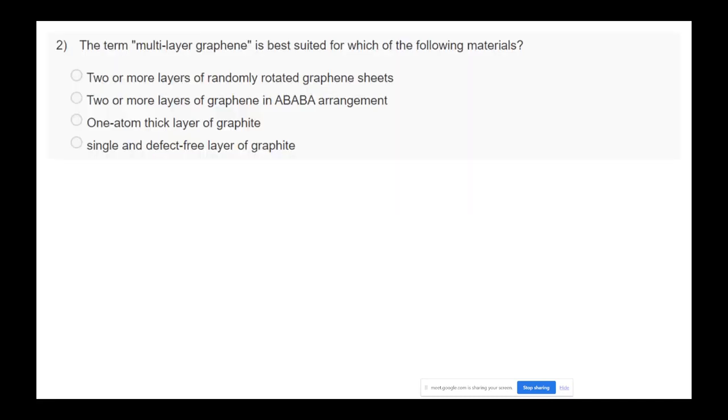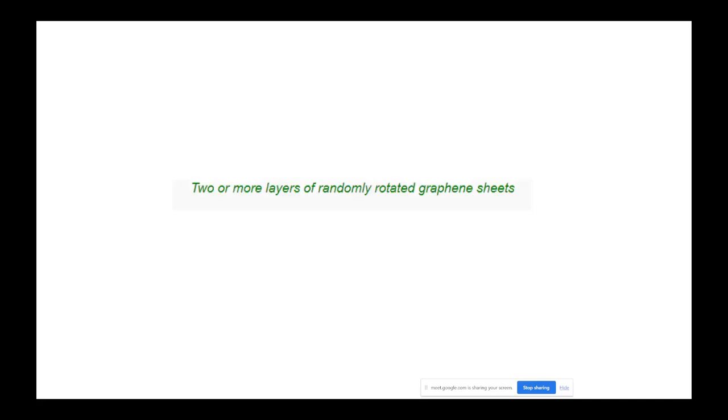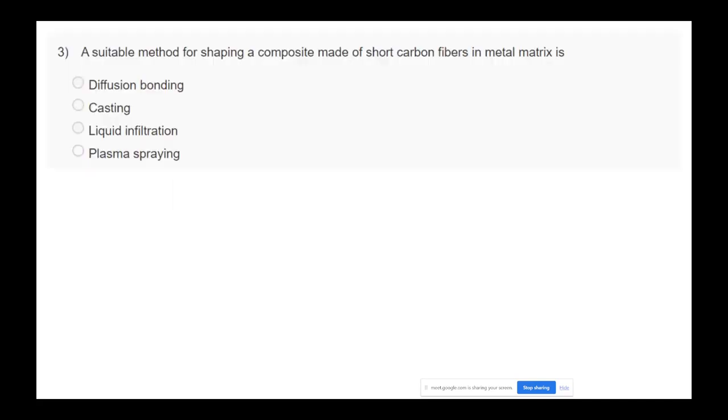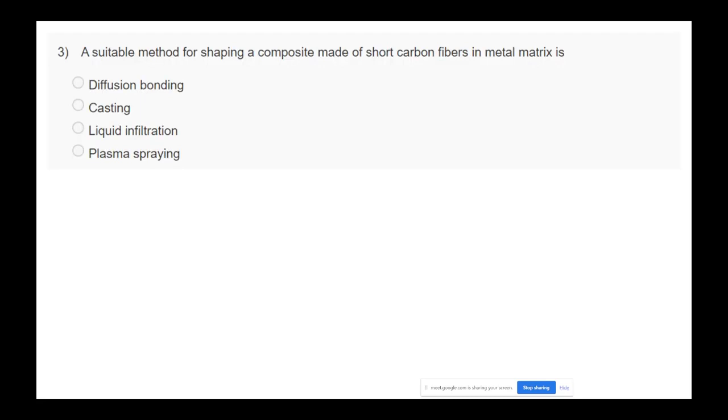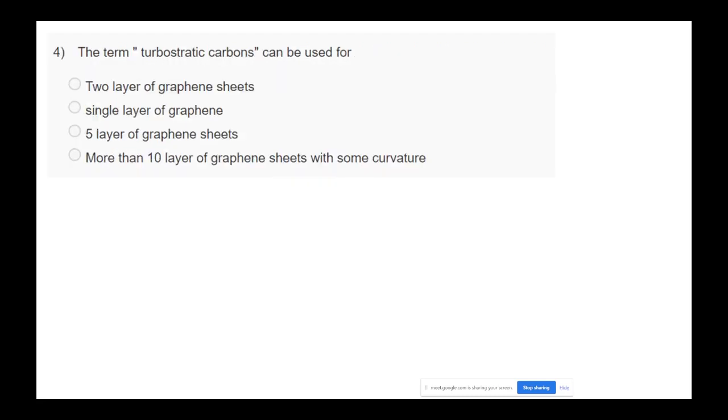The term multi-layer graphene is best suited for which of the following materials? Two or more layers of randomly rotated graphene sheets, two or more layers of graphene in ABAB arrangement, one atom thick layer, or single and defect-free graphite. So it is two or more layers of randomly rotated graphene sheets. A suitable method for shaping a composite made of short carbon fiber: metal matrix composite, diffusion bonding, or casting. Suitable method, it is asking, for shaping a composite made of short carbon fiber. So definitely it is casting, where you can use short carbon fiber.